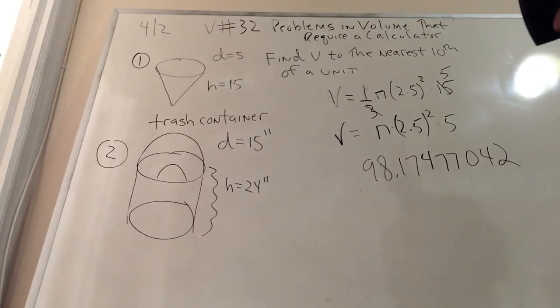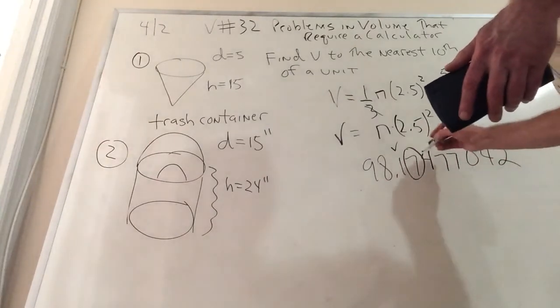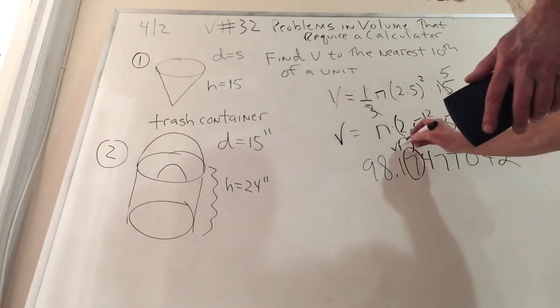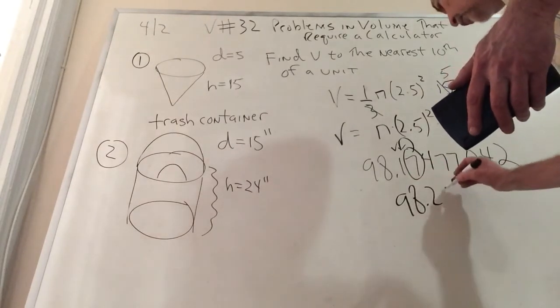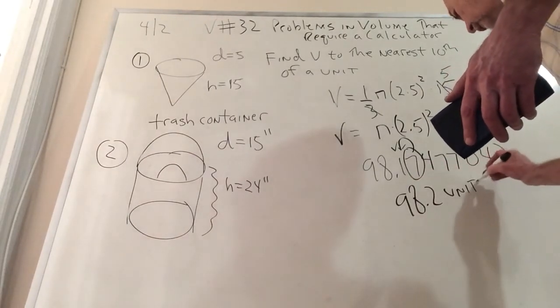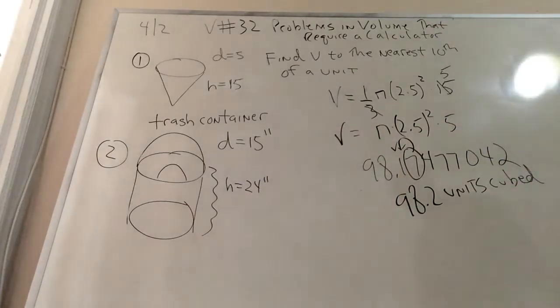And they asked us to the nearest 10th. So there's a 10th. Circle the guy next door to the right. Draw your arrow, and the answer is 98.2 units cubed. And that's all there is to it, basically. You'll be doing these. You'll have multiple choice questions here on this stuff, so you'll be able to see if you made a mistake pushing the wrong button or whatever.